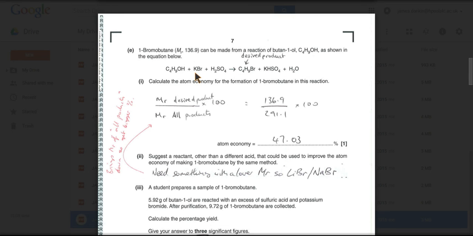So I've gone for either lithium bromide or sodium bromide. If you think about it, when you divide by the mass of all the products, you're going to be dividing by a smaller number if you use lithium bromide or sodium bromide as opposed to potassium bromide, and that will effectively give you a higher percentage answer.